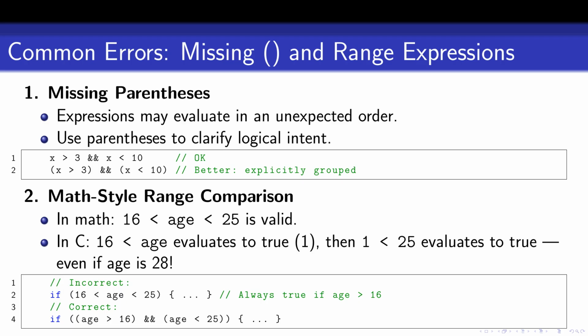The correct way is to use logical and: age > 16 && age < 25. This structure makes the condition both correct and readable. Similarly, if you're combining multiple logical operations, missing parentheses can make your expressions evaluate in the wrong order. Using parentheses is not just about correctness, it also makes your logic easier to follow and maintain. Be precise with your expressions, and you'll avoid these subtle but costly bugs.